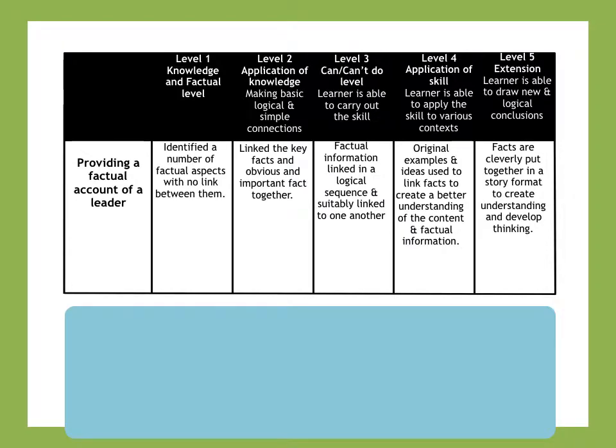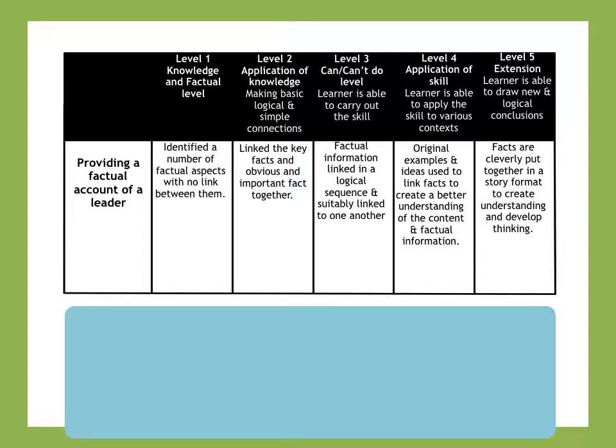Let's have a look at the correct example of this. Well, here we've got, as our original example showed, identify the number of facts or factual aspects with no link between them. Can and can't do level is factual information linked in a logical sequence and suitably linked to one another. Level 5, facts are cleverly put together in a story format to create understanding and develop thinking. Now, no mention is made of how many facts. But if they're able to link facts together, then they must have a number of facts. And here they've hopefully picked out the most important facts.